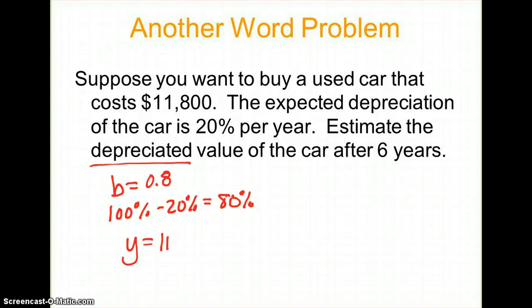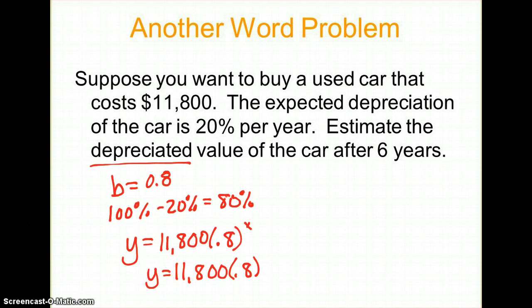And when I purchased it, it cost me $11,800. So I want to take $11,800 and use that as my A value. Once I have that in, I need to put in my B value, which I already calculated. That B value is 0.8, and my x is my exponent. For my specific problem, it wants me to predict in 6 years, so I will take my function and put in the exponent of 6.